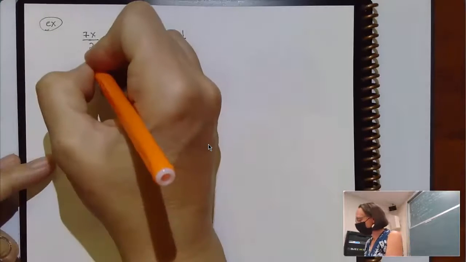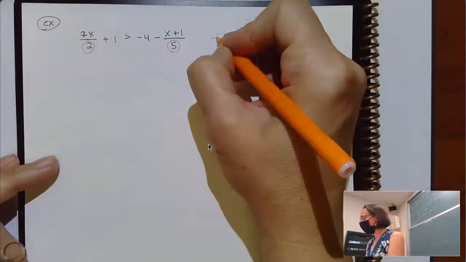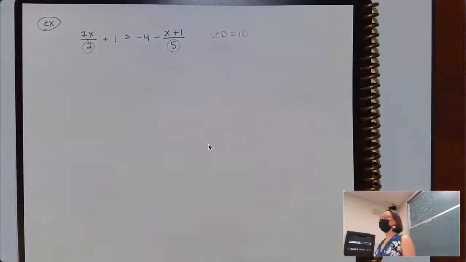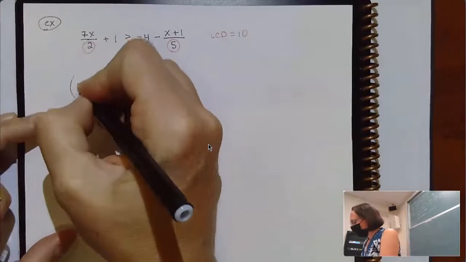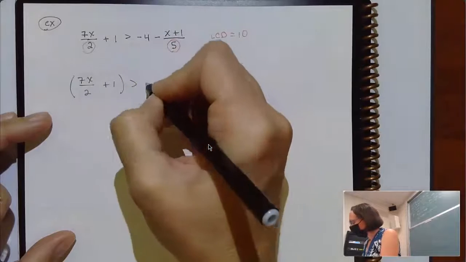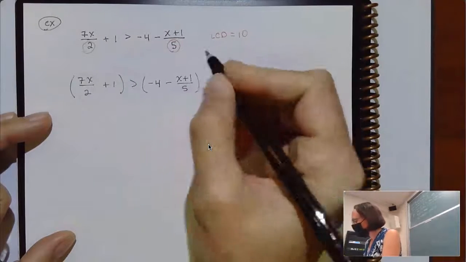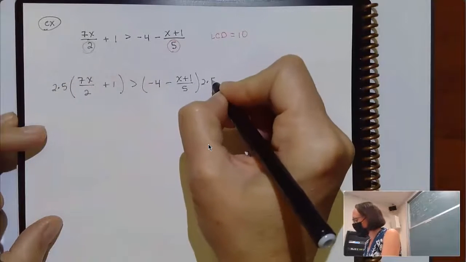So right now I've got denominators of 2 and 5, which means that my lowest common denominator is 10. And I'm going to multiply both sides by 10. Or you can multiply both sides by 2 and by 5. So 7x over 2 plus 1 greater than -4 minus x plus 1 over 5. And I'm going to multiply both sides by, and this time I'm going to write it out as 2 times 5.